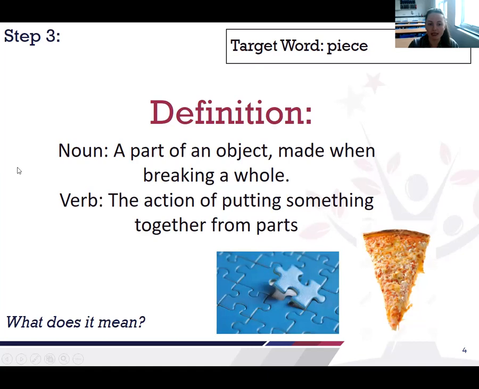So when we use the word piece as a noun, we're talking about part of an object. So you can see the pictures here that I've got a piece of a puzzle and a piece of pizza. So it's part of an object that's made when breaking a whole. If we're using the word piece as a verb, it means putting something back together from parts. So I pieced the jigsaw together, because you're using the parts to make the whole. Okay?